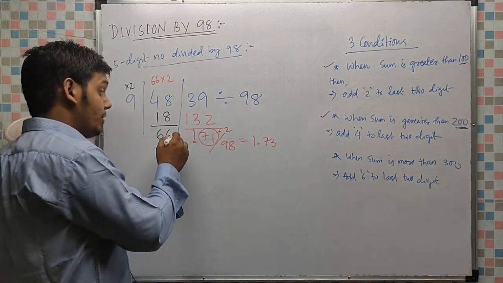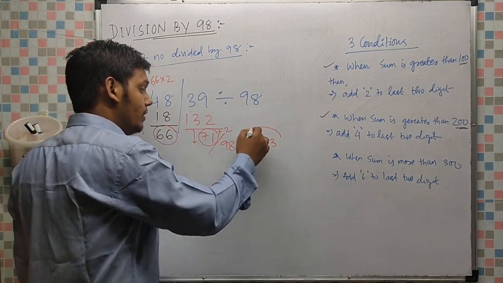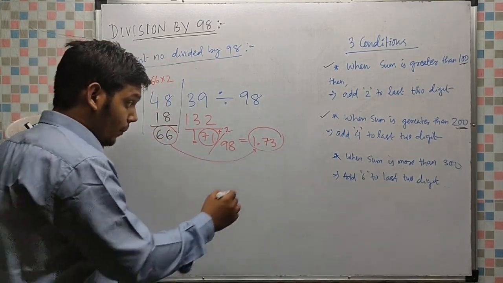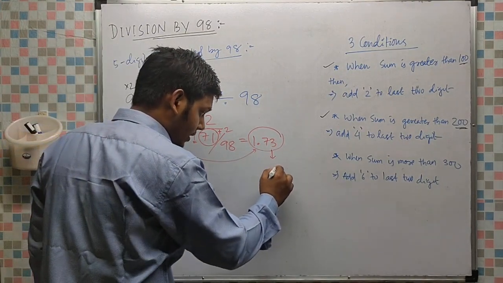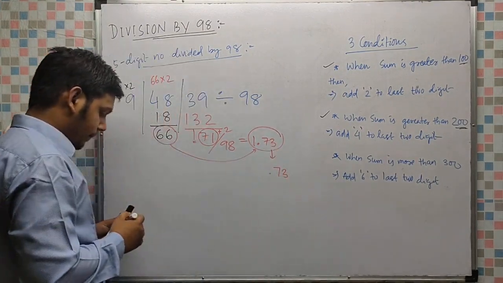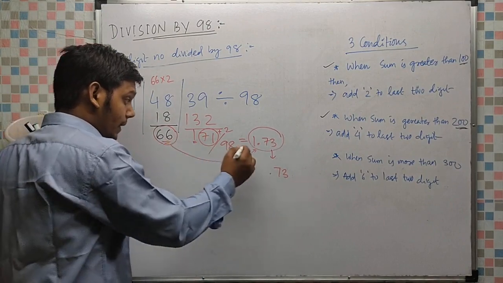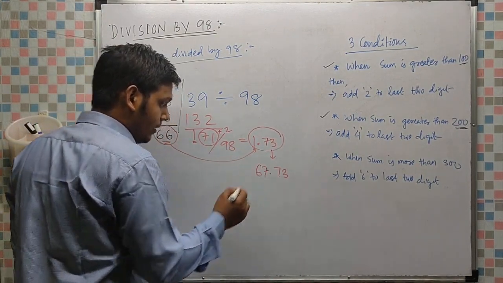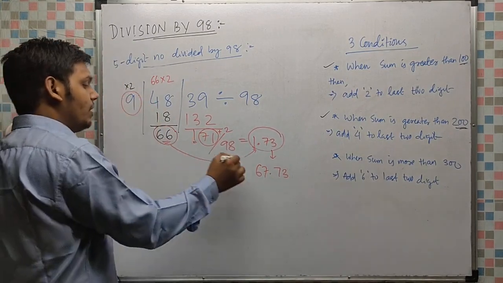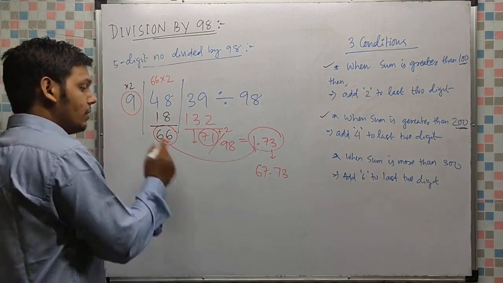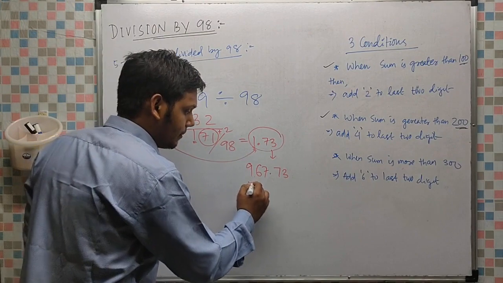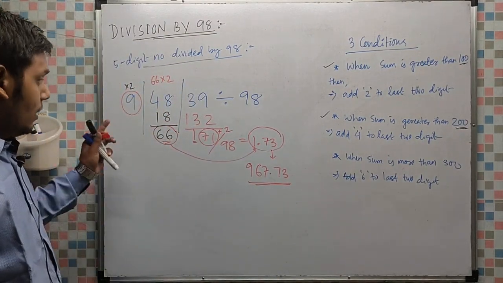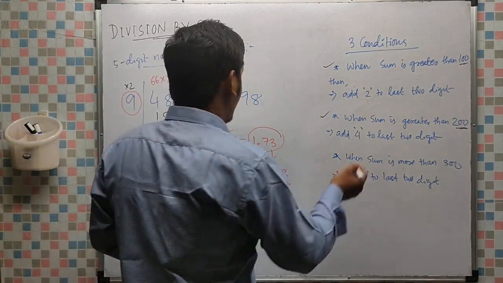Now what I told you, this part will be added with this part. Now 0.73 you have to keep here, and 61 plus 66 plus 1, that is 67. Now this number simply you have to keep here. Here it is 9, so here you have to keep 9. 967.73.